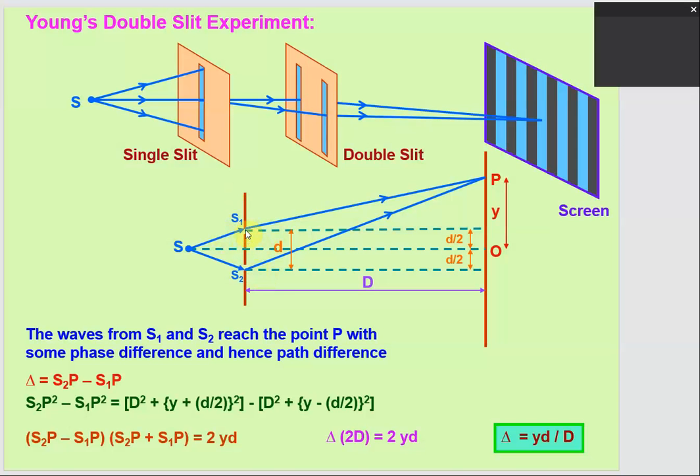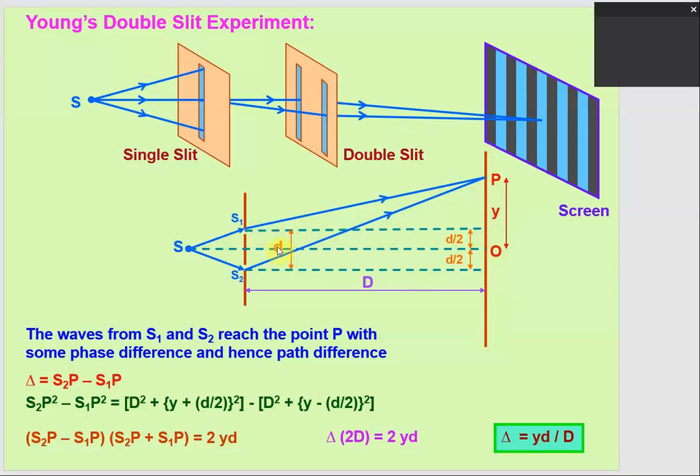Whatever light is coming from slit S1, it is in coherence with the light coming from this slit called S2. So these lights are now coherent with each other in terms of their same wavelength, same frequency and same phase. Now these two light waves interfere with each other and reach every point on the screen.